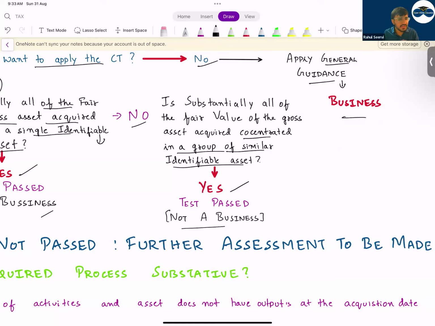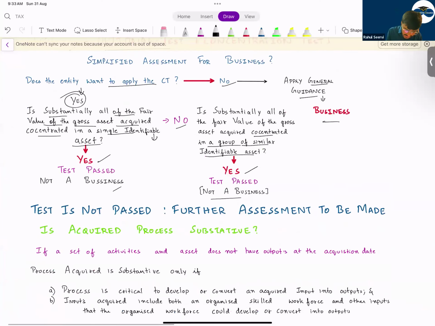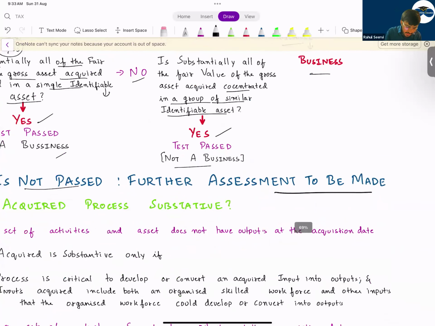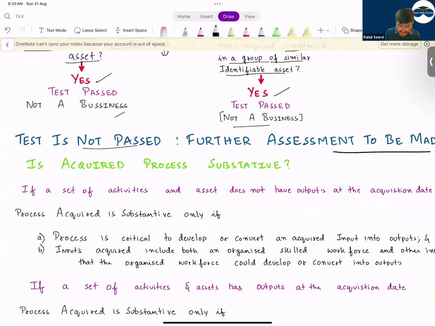If I say the concentration test is not satisfied, it can be a business. You have to do further assessments. The test is not passed, so further assessment is to be made. So what is the further assessment? Is the acquired process substantive or not?